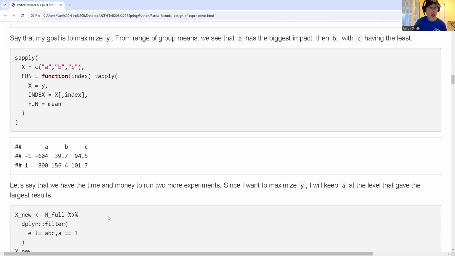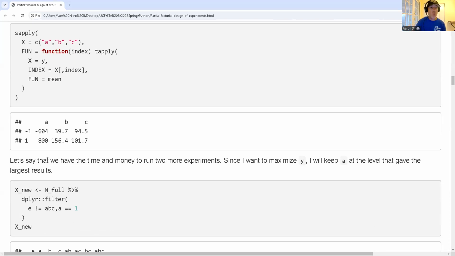What I want to do is run some more experiments and get the largest value of Y possible. So let's say that I'm working on a medical trial and I'm trying to increase the target variable, or I'm doing something for finance, or anything else. I'm trying to get the largest Y value possible. And I know that A is the most important. Okay, so let's do this.